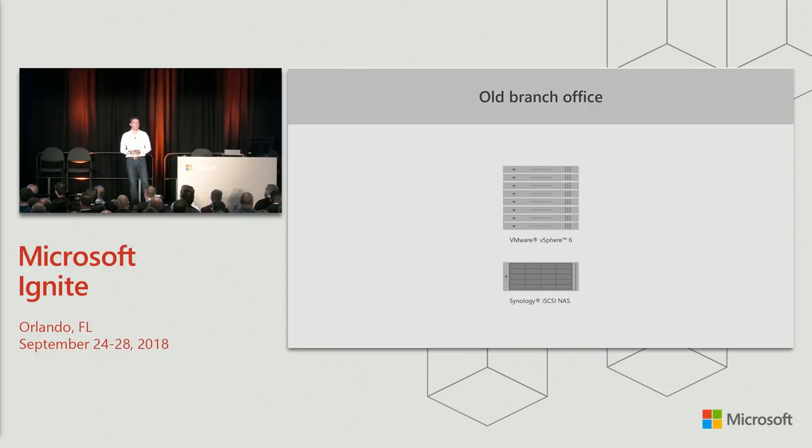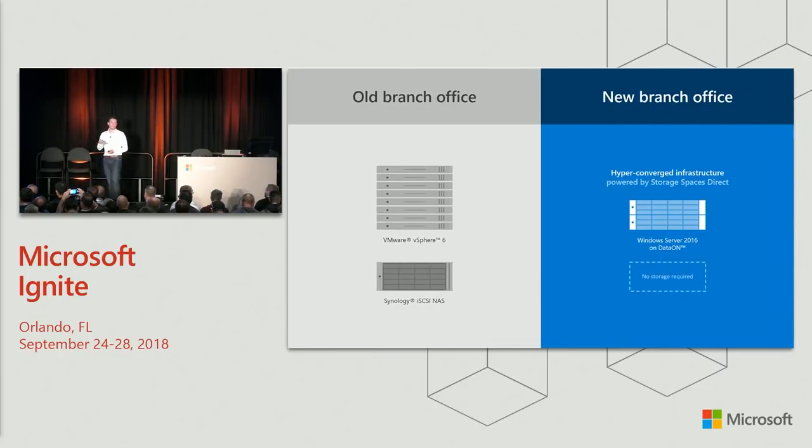Now, originally, each of those branch offices was running on VMware vSphere on top of a Synology iSCSI NAS. And a couple of years back, the team at Bradley decided to upgrade and really modernize both their data center as well as their branch offices. And so in every branch office, they moved from this old architecture to a new architecture of hyper-converged infrastructure powered by Storage Spaces Direct, which of course, because those 2 nodes in each branch office are now bringing their own storage, they actually don't need any standalone storage at all.